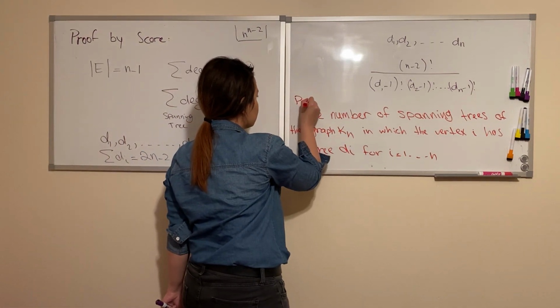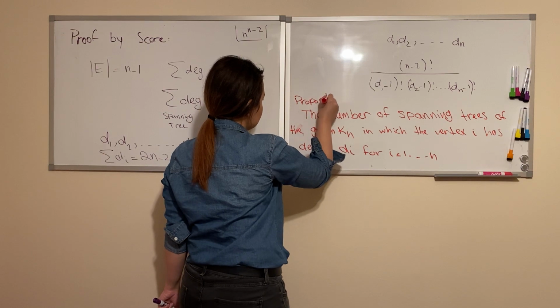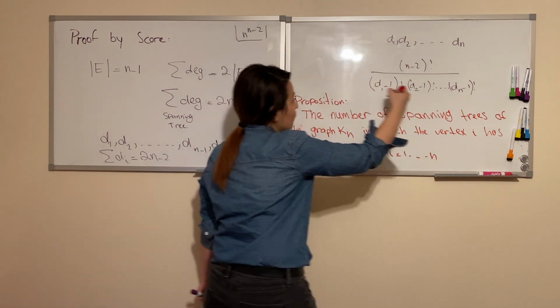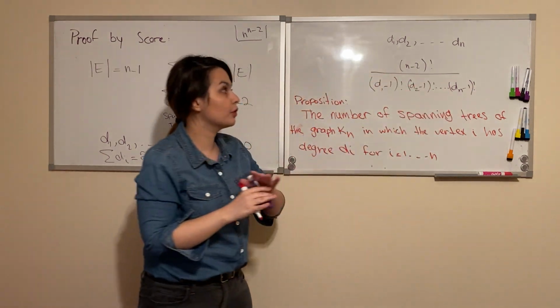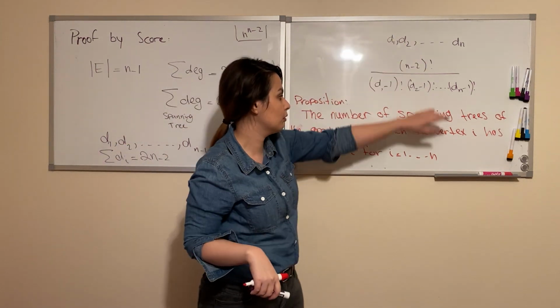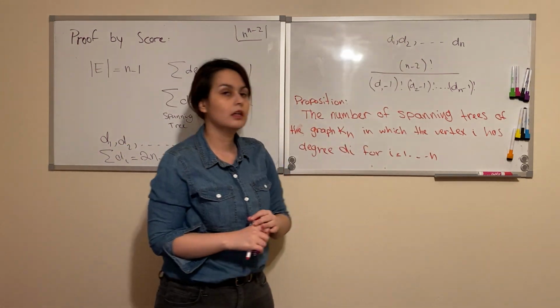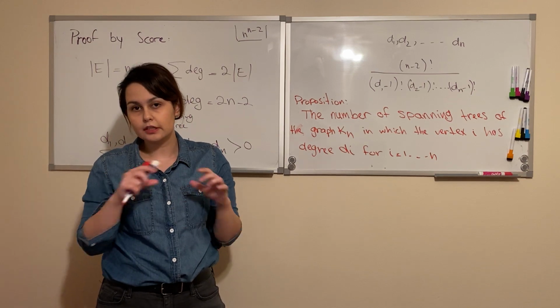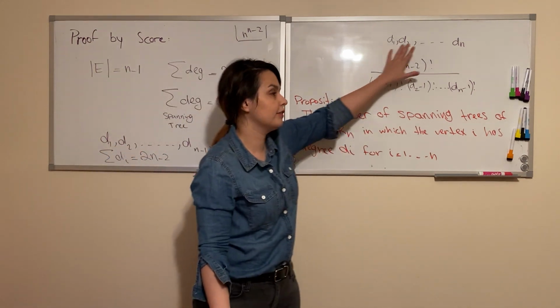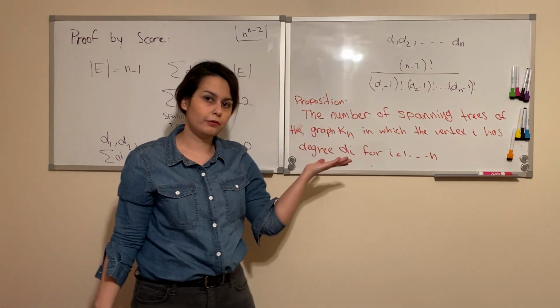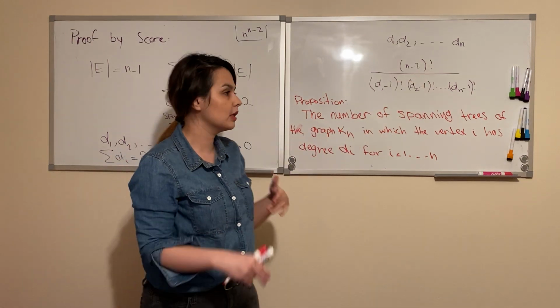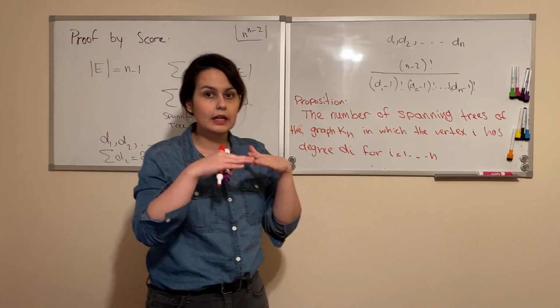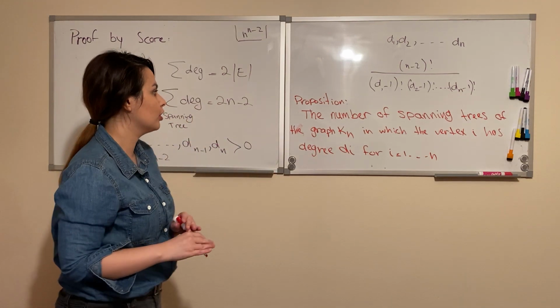Okay, let's prove this proposition. You know, this number is for that special degree sequence, like that d1 to dn. For another degree sequence, we have again this number for that degree sequence, and we are going to take care of that and find the summation later.